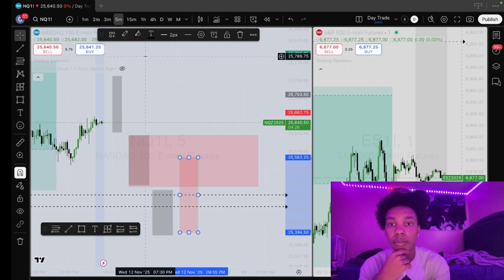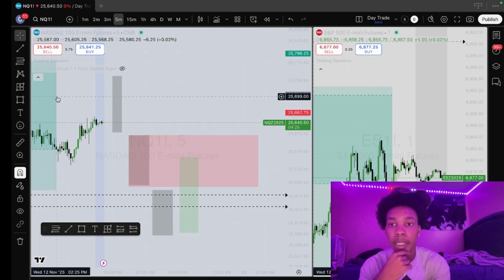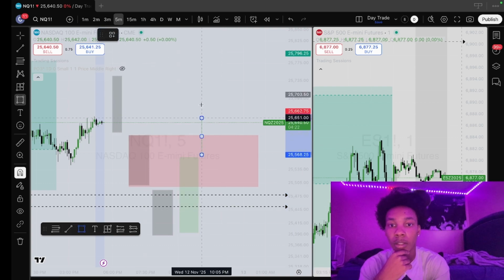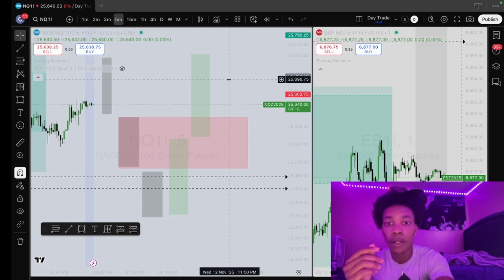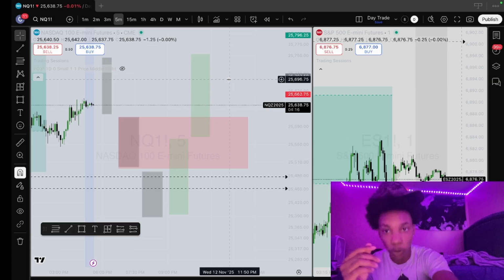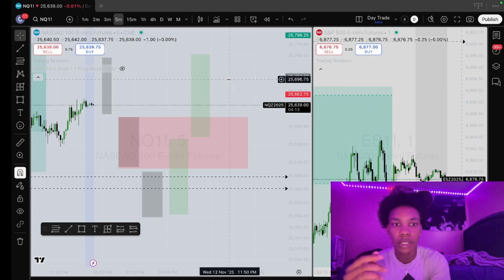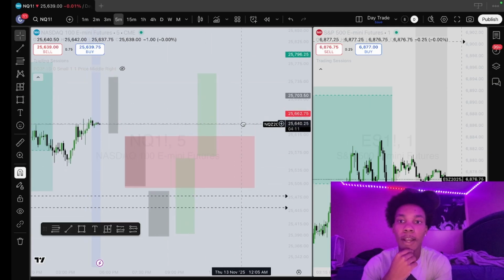Now, let's say the next minute, we go up. And the next minute after that one, we go up even more. Close right there above this gap that we had already created in the series of downward candles. And guess what we have? We have an inverse fair value gap.